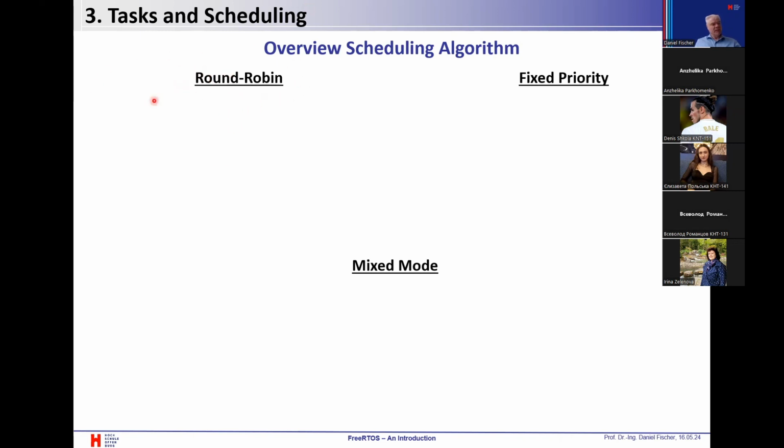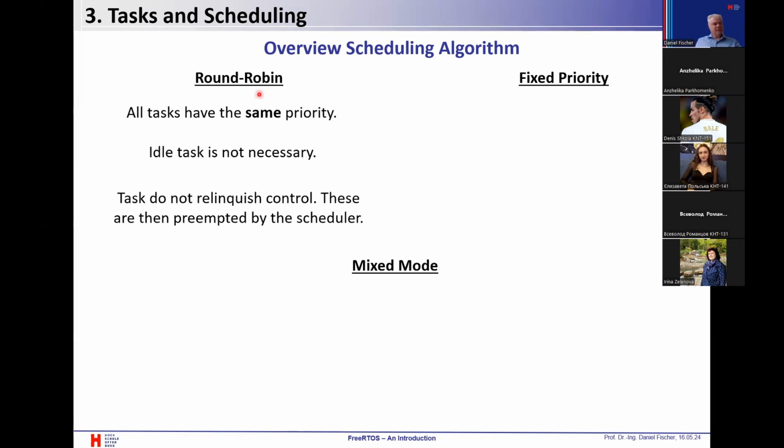And here we have at the beginning two different scheduling algorithms. There is a possibility to run your program with a scheduler which is called round robin. This is the first one. This is possible to use for simple applications. All tasks have the same priority. An idle task here is not necessary. The tasks don't relinquish control. That means you don't have to give the control back. This is done all by the scheduler.